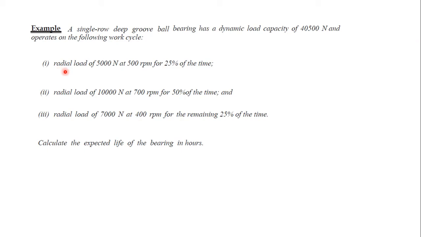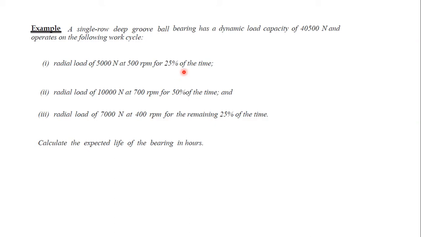First element is radial load of 5000 Newton at 500 rpm for 25% of the time. Second element, radial load of 10,000 Newton at 700 rpm for 50% of the time, and radial load of 7000 Newton at 400 rpm for the remaining 25% of the time. So calculate the expected life of the bearing in hours. This is the data given to you. You have to calculate the expected life of the bearing in these conditions.